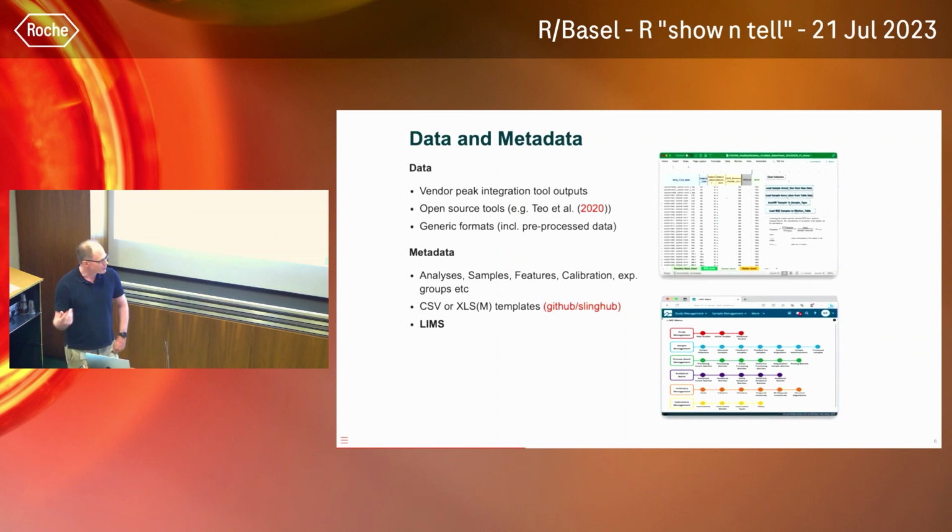And these data come from vendor software or from open source tools. And sometimes we also have generic formats that are of interest. The metadata is the big problem. Metadata describes the samples, the features that we measure, and the calibration curves. And if you do a little exploratory data analysis, it also describes the experimental groups and so on.